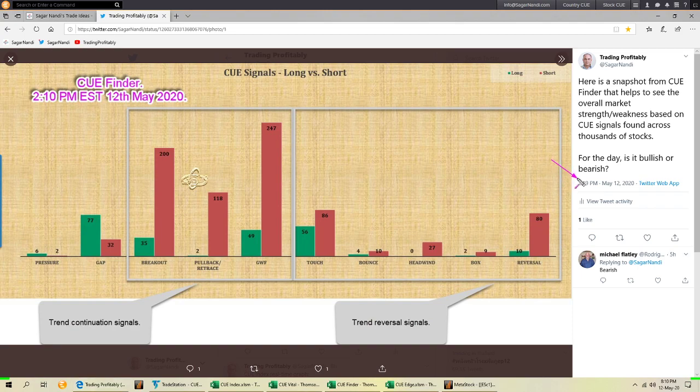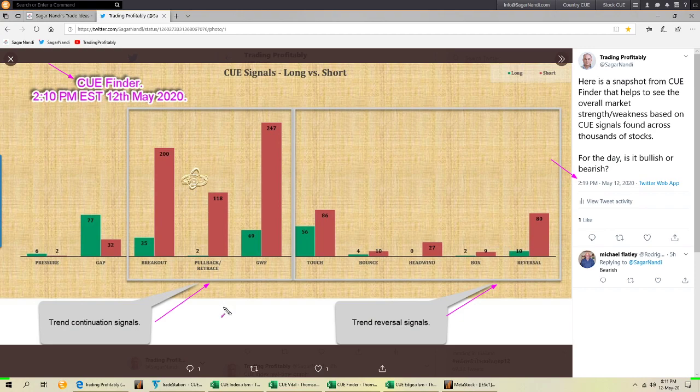After a while, around 2:20 p.m. to 2:19 p.m. actually, precisely speaking, I tweeted a graph from QFinder. I looked at the trend continuation signals and trend reversal signals after running QFinder scans over more than 1200 stocks. To make this graph meaningful, we have to run it on at least 1000 stocks.